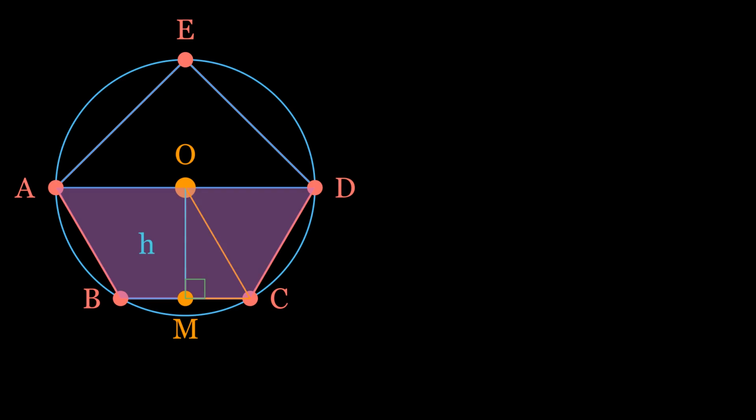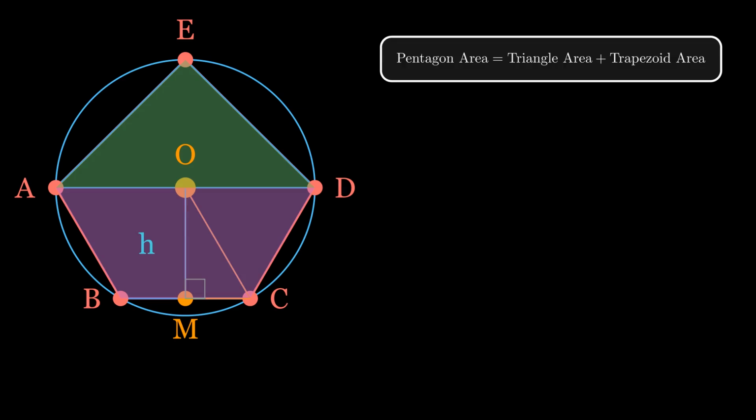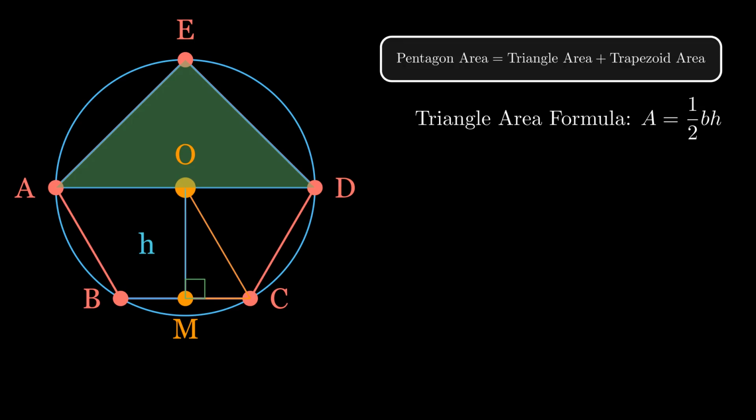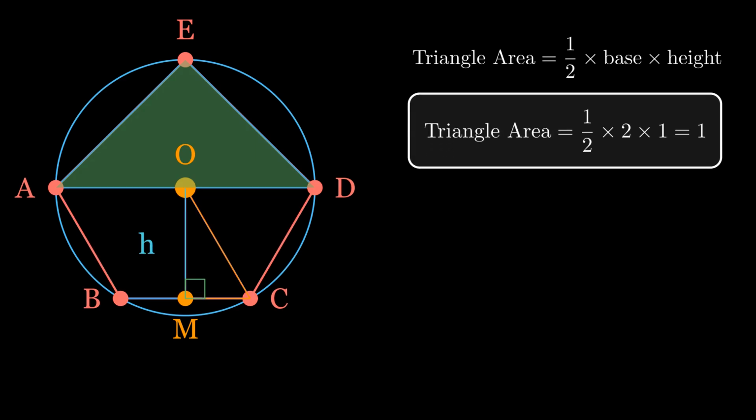We have all the pieces. Time to calculate. The pentagon area equals triangle area plus trapezoid area. The area of any triangle equals 1/2 times base times height. This comes from the fact that a triangle is half of a parallelogram. Applying this formula to triangle ADE, base is 2, height is 1, so triangle area is 1.